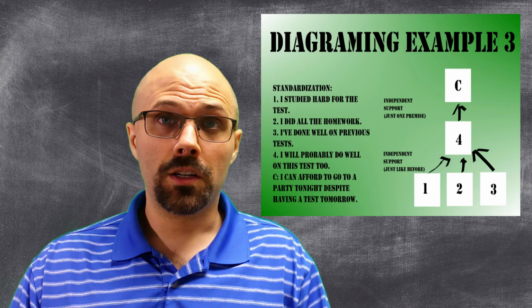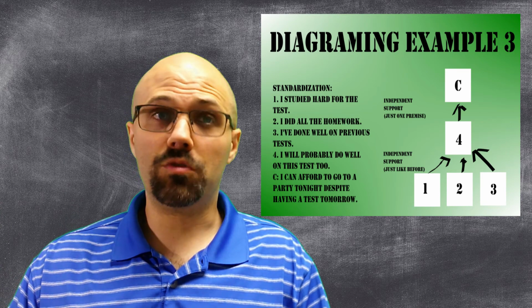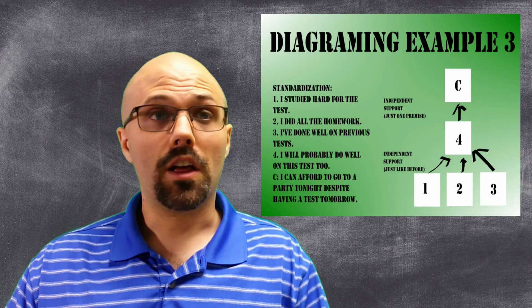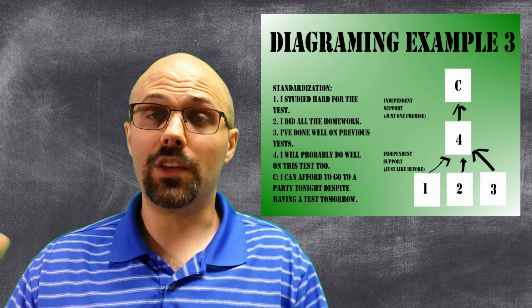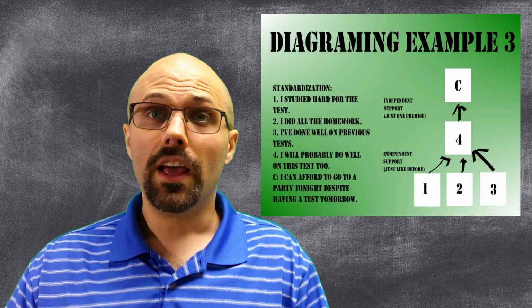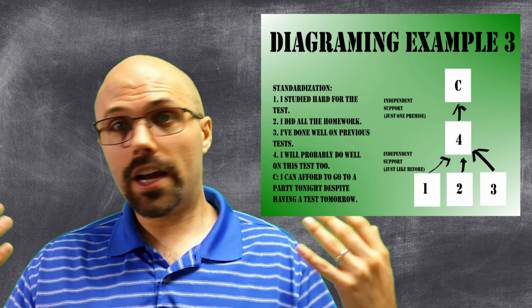So 1 really should give you an independent reason to support 4. 2 really should give you an independent reason to support 4. 3 really should give you an independent reason to support 4. And 4 really needs to give you an independent reason to support the conclusion. If you can really earnestly say all of those things, your diagram is going to work.